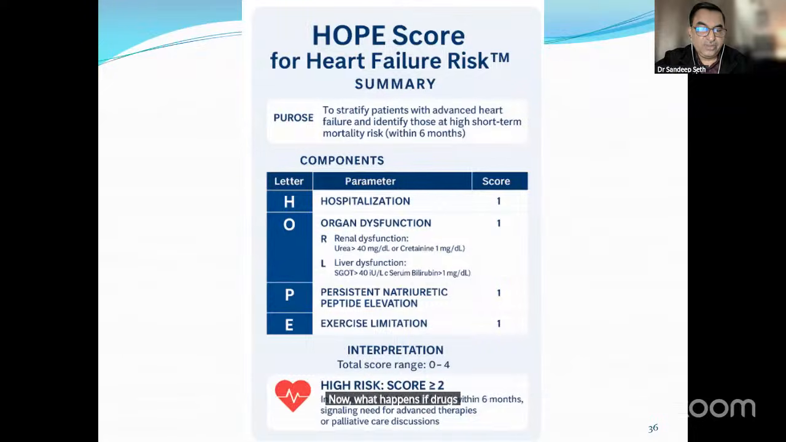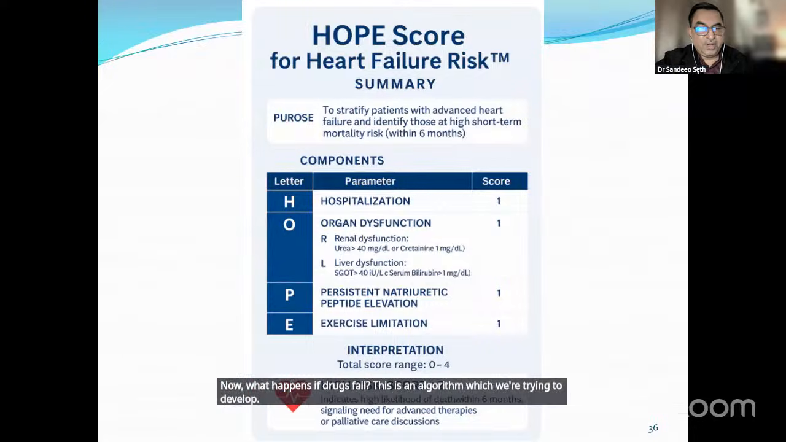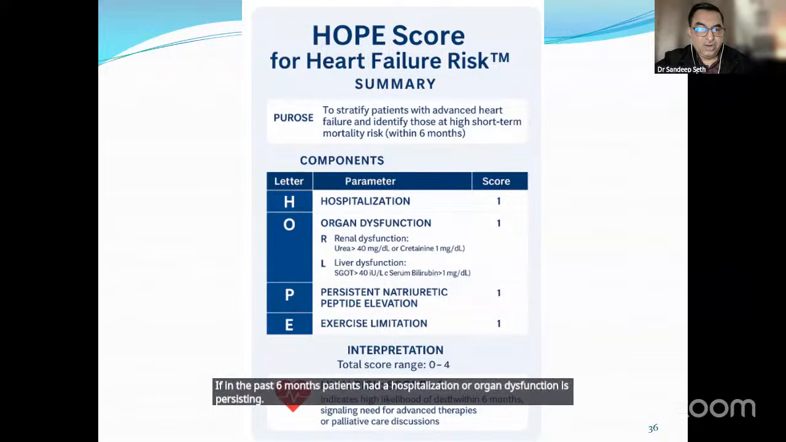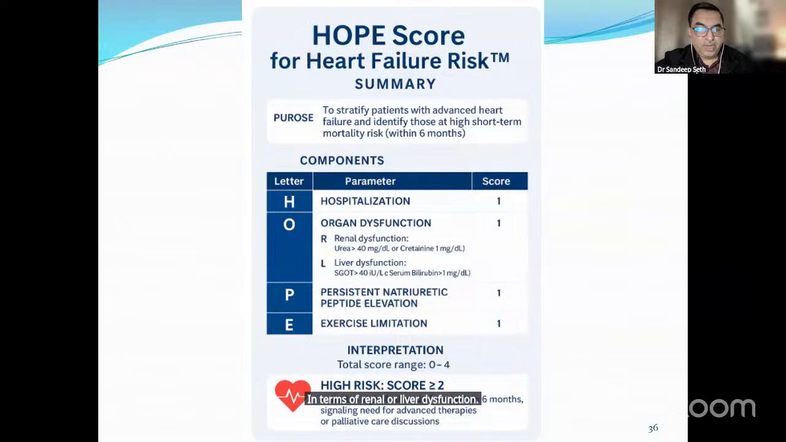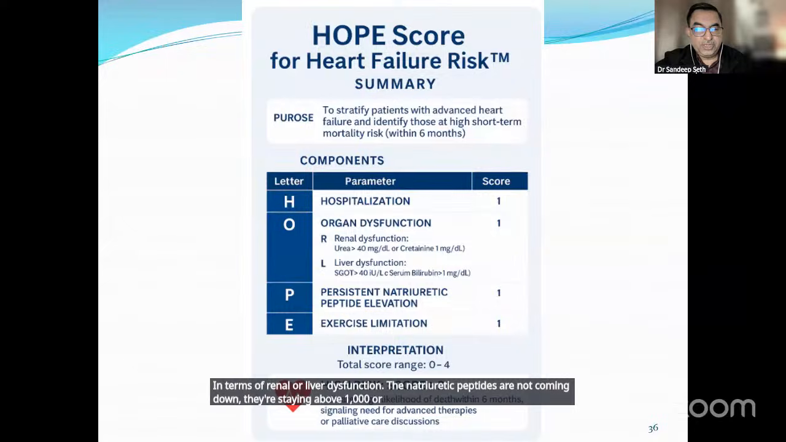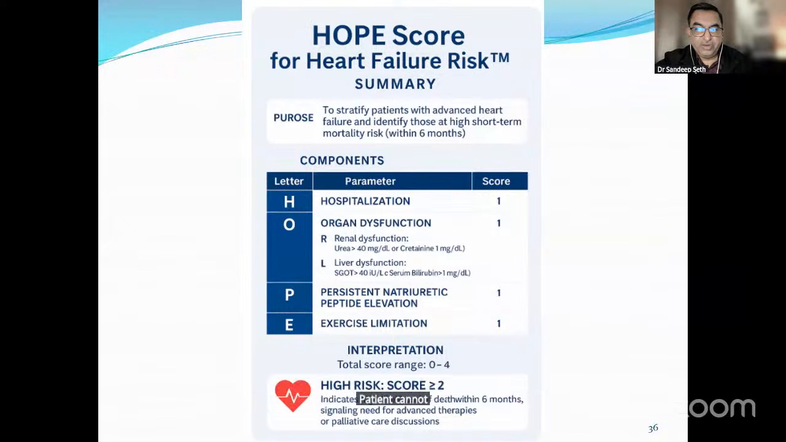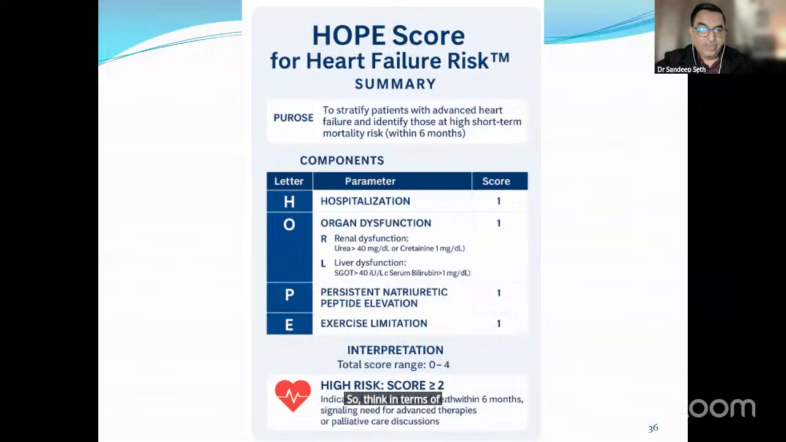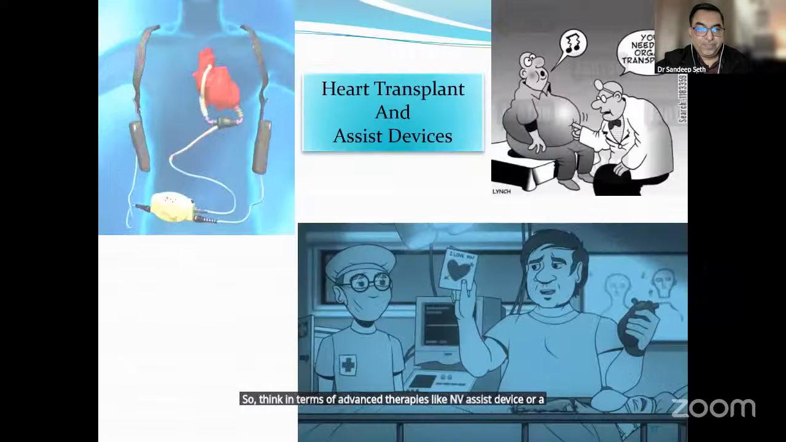This is an algorithm which we're trying to develop. If in the past 6 months, the patient has had a hospitalization, or organ dysfunction is persisting in terms of renal or liver dysfunction, the natriuretic peptides are not coming down, they're staying above 1,000 or 2,000, the patient cannot even walk for 5 minutes or climb one flight of stairs. If any 2 of these are there, the patient is very likely to have a major event in the next 6 months. So you have to think in terms of advanced therapies like an LV assist device or a transplant.